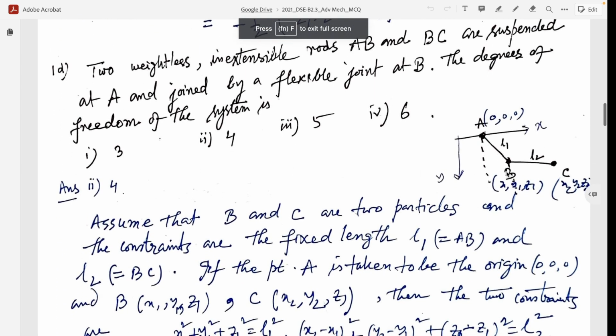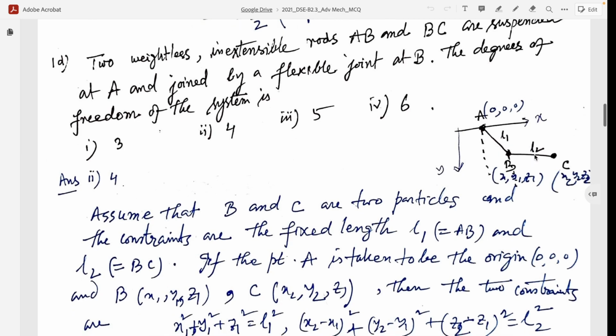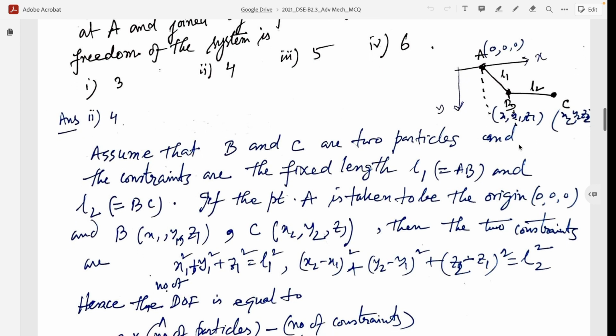Here A is the point with coordinates 0, 0, 0, the origin, and B is the point (x1, y1, z1), and C is the point (x2, y2, z2). The length of AB is L1 and the length of BC is L2. Assume B and C are two particles, and the constraints are the fixed lengths L1 and L2.